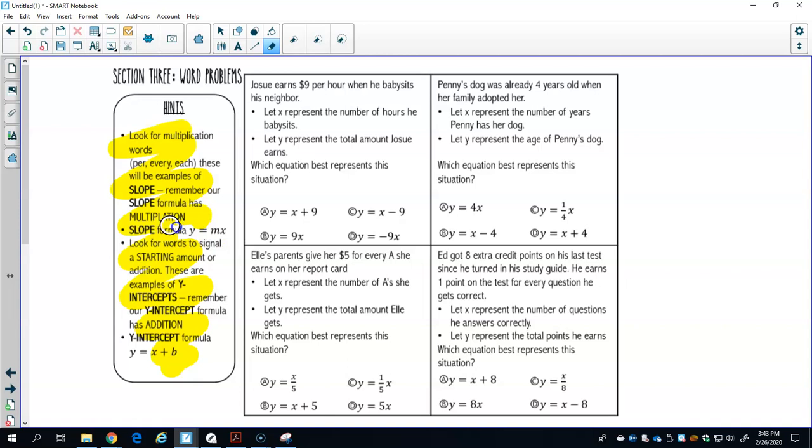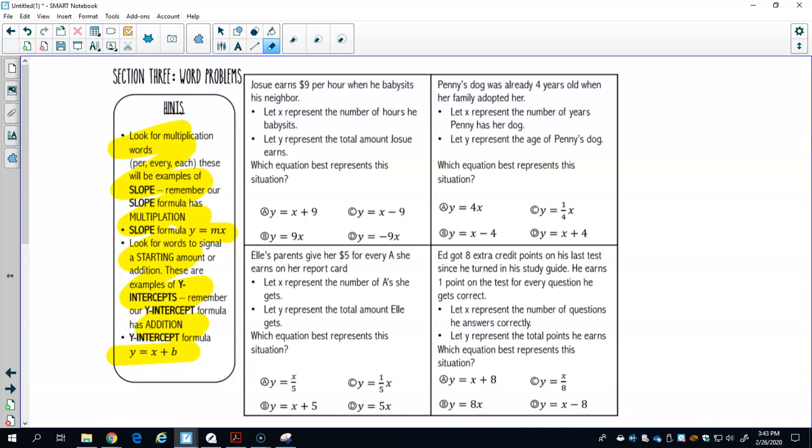Right here, the slope formula is y equals mx, and then the y-intercept formula is y equals x plus b. Another way to think about this is our slope formula is also, if it's proportional, we're going to use y equals mx. And if it's additive, we're going to use y equals x plus b. So let's take a look.